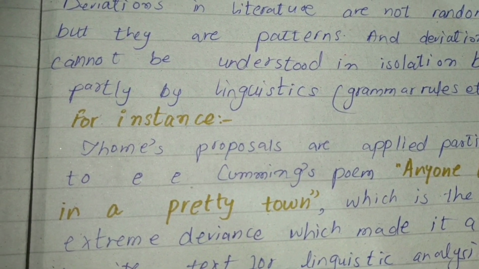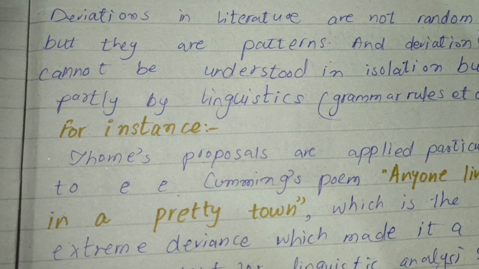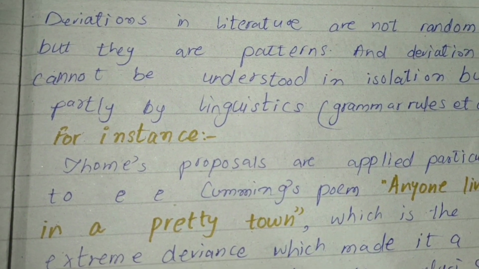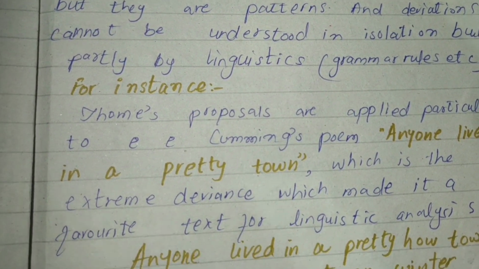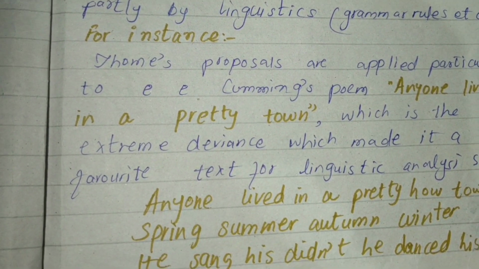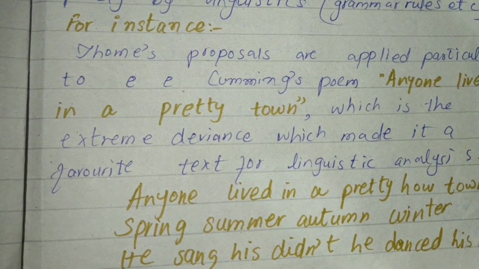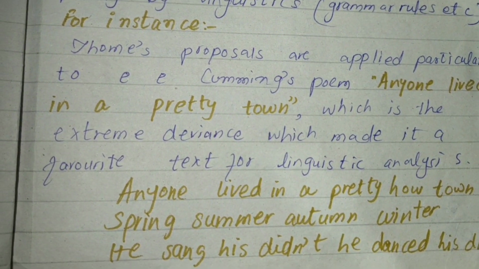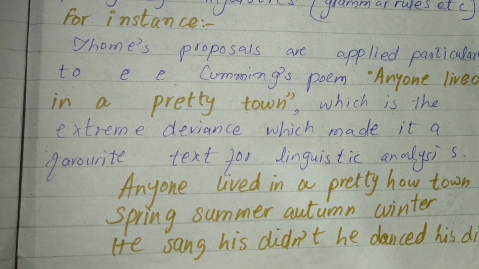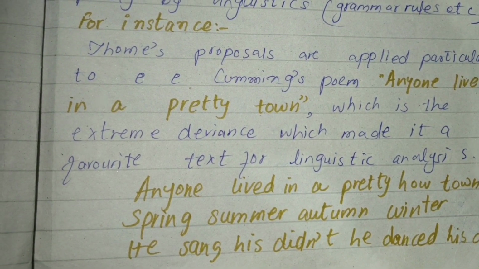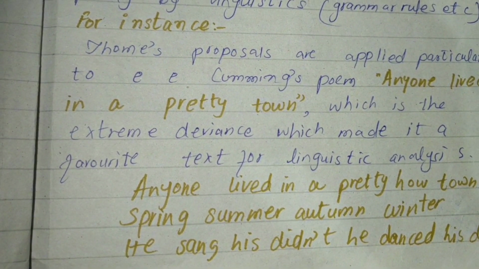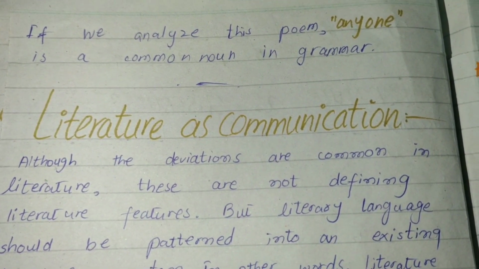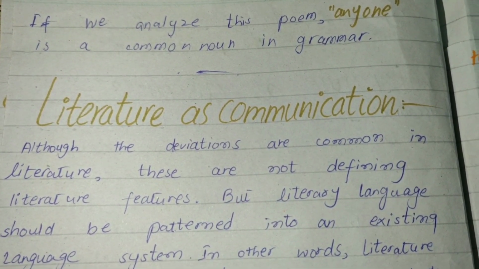linguistics, grammar rules, etc. For instance, Thom's proposals are applied particularly to Cummings' poem Anyone Lived in a Pretty How Town, which is an extreme deviance which made it a favorite text for linguistic analysis. Anyone lived in a pretty how town, spring, summer, autumn, winter. He sang his didn't, he danced his did. If we analyze this poem, anyone is a common noun in grammar.